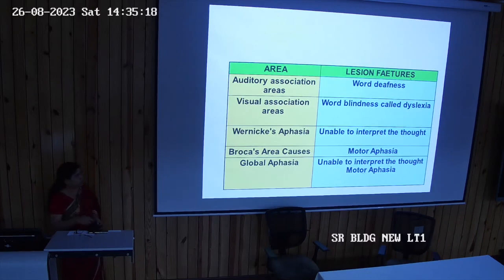Wernicke's aphasia, unable to interpret the thoughts. Broca's area causes motor aphasia. Global aphasia, unable to interpret the thoughts or motor aphasia.